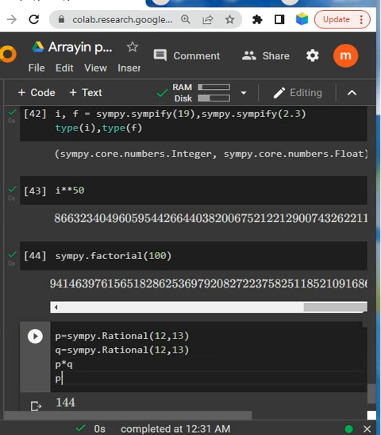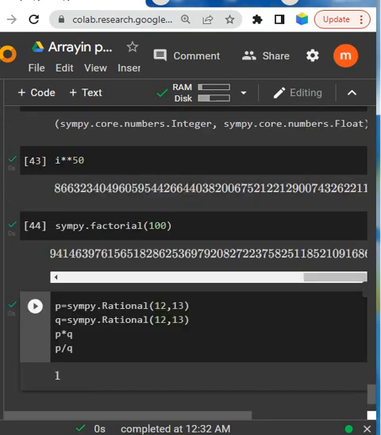So is it possible to divide here? Yes, it is possible. So p divided by q, whenever you divide p by q, you get 1, and the approximate value has been gotten here. Then sympy.pi, sympy.E for the exponential, sympy.EulerGamma, sympy.I meaning the imaginary unit, and sympy.oo meaning double o as infinity. So we can easily get these here.